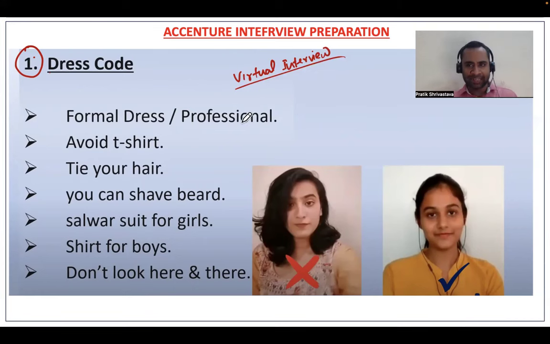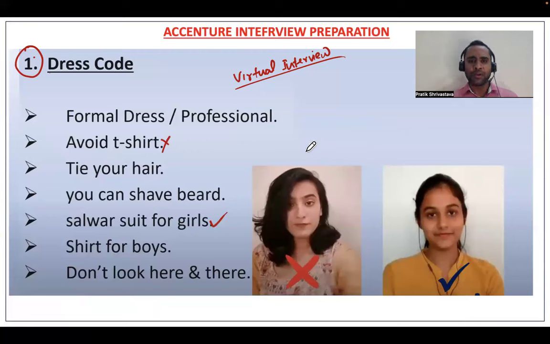So friends, generally if you see the TCS email, TCS will tell you to wear formal. So at least being a guy, you can wear a shirt, avoid t-shirt. If you are a girl, then try to wear a salwar suit, right? Okay, salwar suit for girls, right?